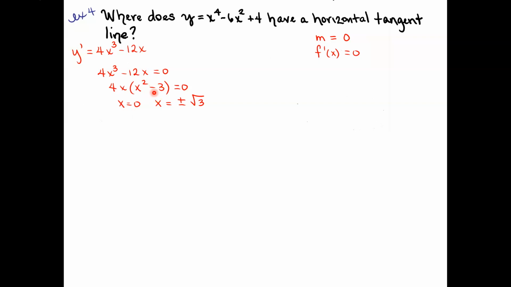That would be x squared is equal to 3. And then to get x by itself, we would take the square root. Don't forget to put in plus or minus. So we would get x is equal to plus or minus the square root of 3 as well. And those would be the places that I would have a horizontal tangent line.